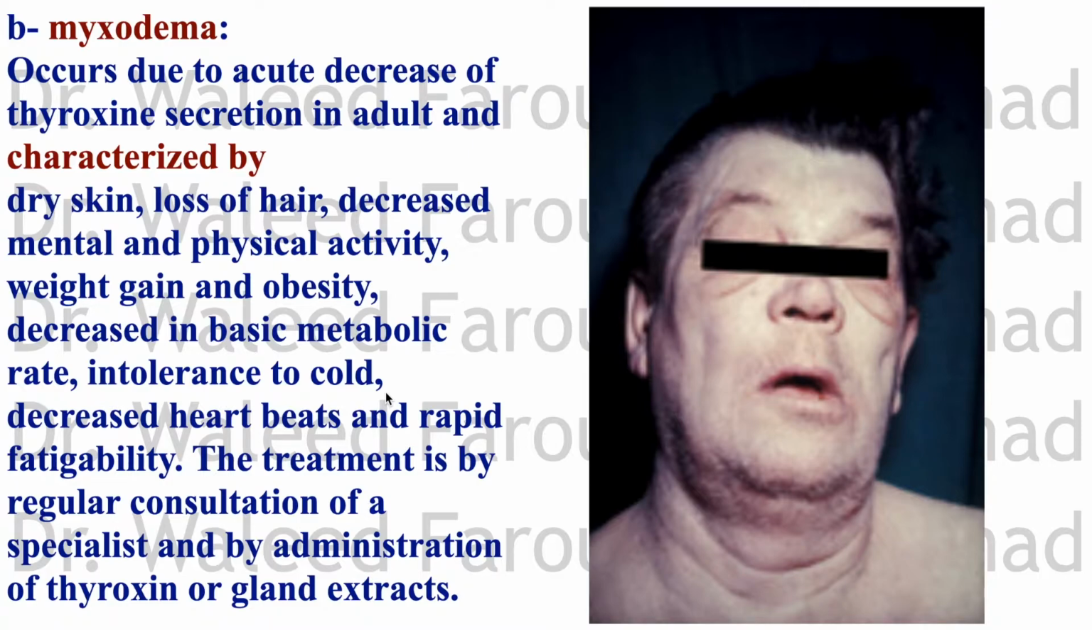Okay. Also decreased heartbeats and rapid easy fatigability. سهل جدا انه يتعب على اقل مجهود. The treatment of myxedema is by administration of thyroxine or gland extracts, done by a specialist, of course, endocrinologist. Okay, so deficiency in adulthood causes myxedema, while in childhood causes cretinism. Okay, remember in childhood, it will affect the growth of the CNS as well. There is mental retardation.